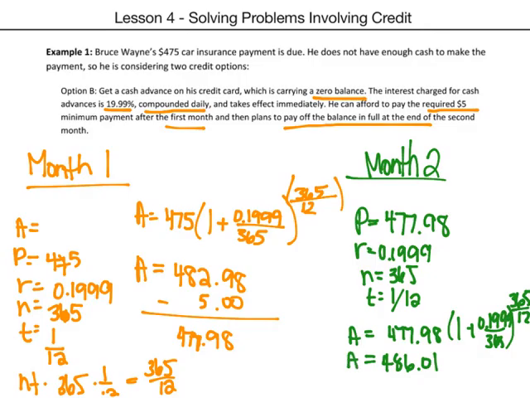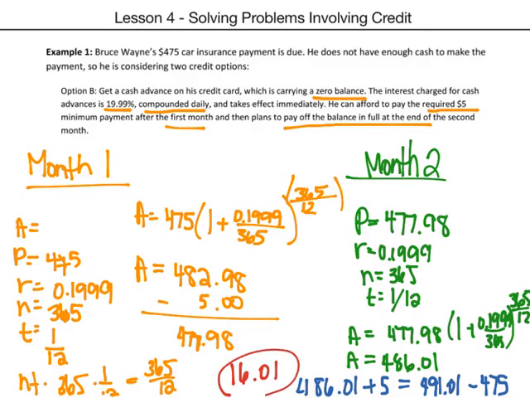So in the end, he has to pay 486 and 1 cent plus that $5 payment, so he paid 491 and 1 cent. Minus the 475, which was how much he owed, and he ends up spending $16.01. So I would much rather spend $16 in interest rather than $100 in interest.